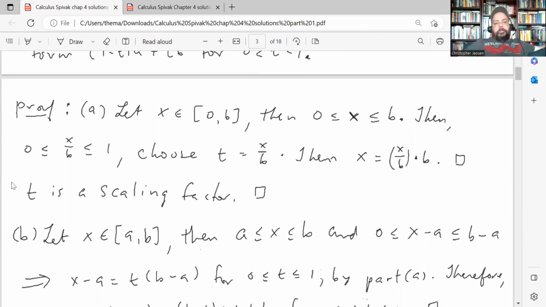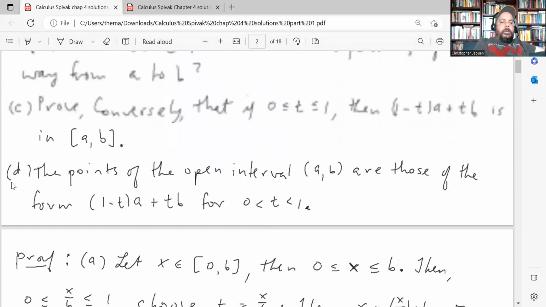Okay, so part A. So, direct proof. Assume that X is in the closed interval from 0 to B. Then by the definition of what it means to be in that interval, X is greater than or equal to 0 and less than or equal to B. Then since B is greater than 0, we can divide all sides of that triple inequality by B. That gives us 0 less than or equal to X over B less than or equal to 1. So we could choose T to be the number X over B. Then if you multiply B by that number, you get the number X. So you can get any number in the interval from 0 to B by doing that. All right. And then the significance of T is it's a scaling factor.